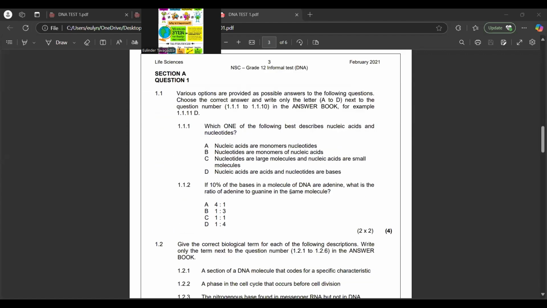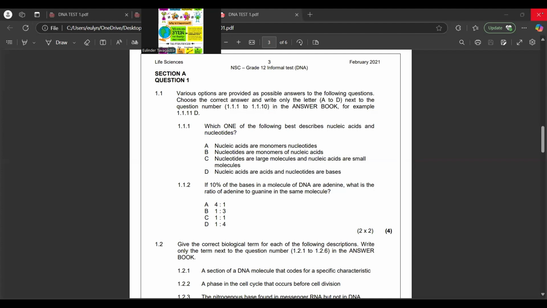We are starting with multiple choice, where 1.1 says various options are provided as possible answers to the following questions. Choose the correct answer and write only A to D next to the question number 1.1.1 to 1.1.10 in the answer book. For example, 1.1.11, the answer is D. That is an example that you are given. So, which one of the following best describes nucleic acid and nucleotides?